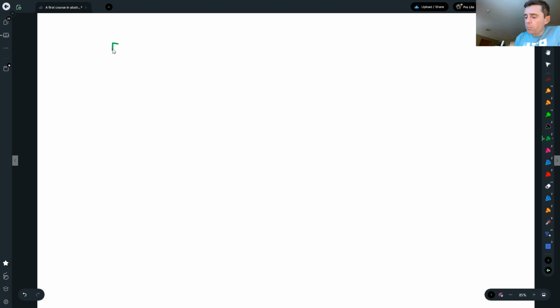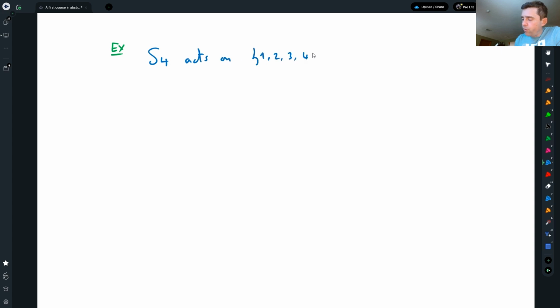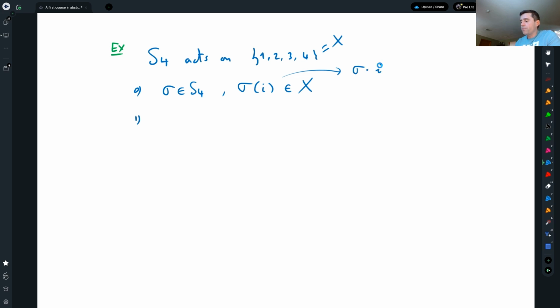Let's see another example. For example, let's go back to S4 acting on 1, 2, 3, 4. Certainly, if sigma is in S4, then sigma of i, this is X, is also in X. It sends one of the numbers 1 through 4 to one of the numbers 1 through 4. So that is part zero. The action is well defined. So this is what we would say is sigma acting on i, on the letter i, for any i in X. Now, is identity acting as identity? Sure, there is an identity, which is the identity permutation in S4. The identity acting on i precisely sends it to i for all the i's from 1, 2, 3, 4.